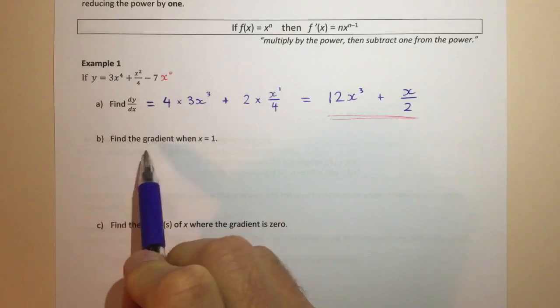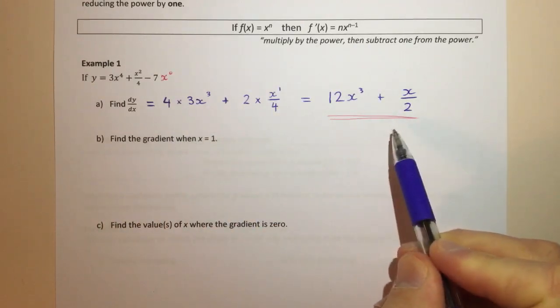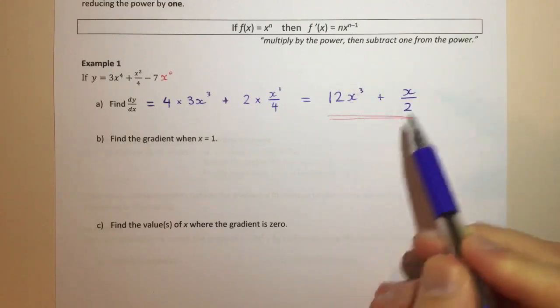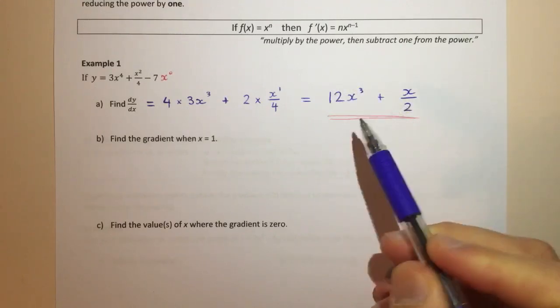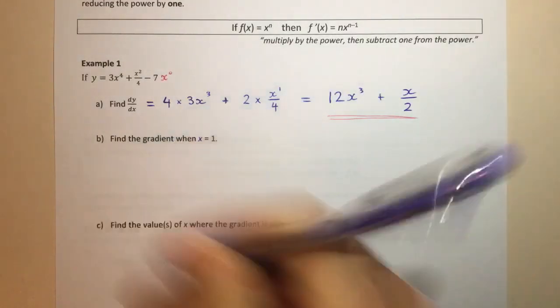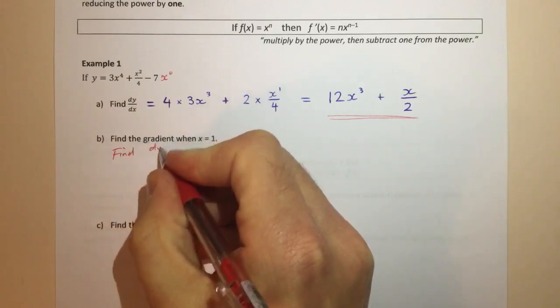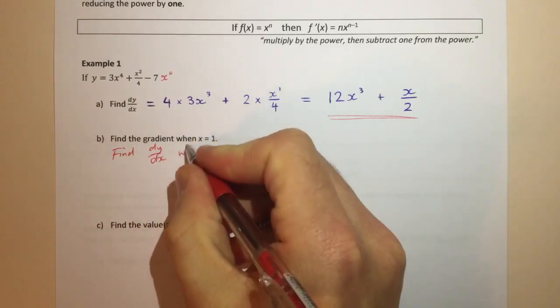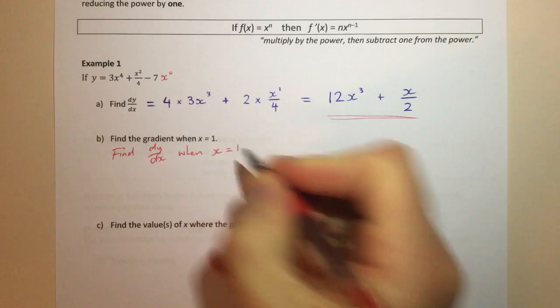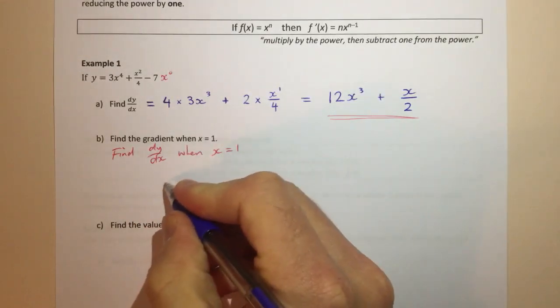And so for part B, it says find the gradient when x equals 1. Well, what this is here is a rule for the gradient at any point, right? Any point on the curve, we can sub in whatever x number we want. If we want to now work out the gradient when x equals 1, well, we're just going to find dy dx when x equals 1. Right, we've already got the rule, so let's let x equal 1.